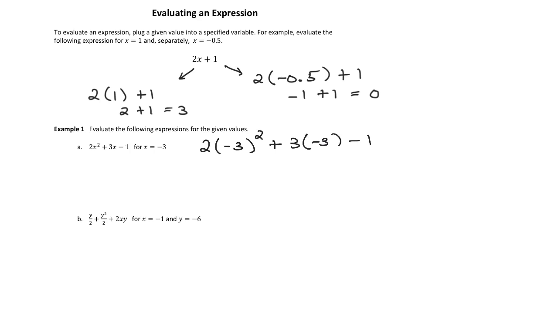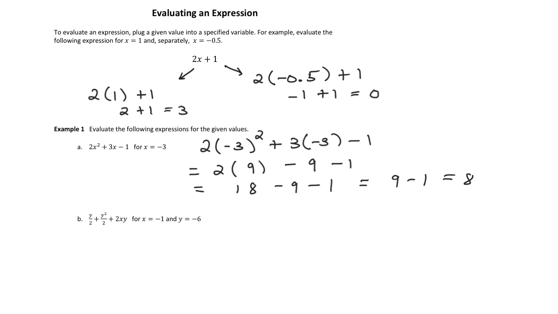So following our order of operations, I'll deal with the exponent. If we square negative 3, that's 9. Now I'll multiply, so 3 times negative 3 is negative 9, and then we have minus 1. So this is 18 minus 9 minus 1, and this is 9 minus 1, or 8.